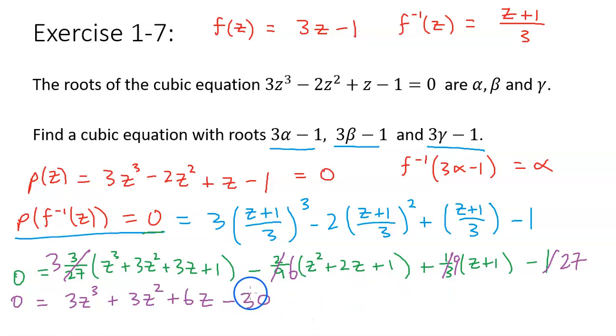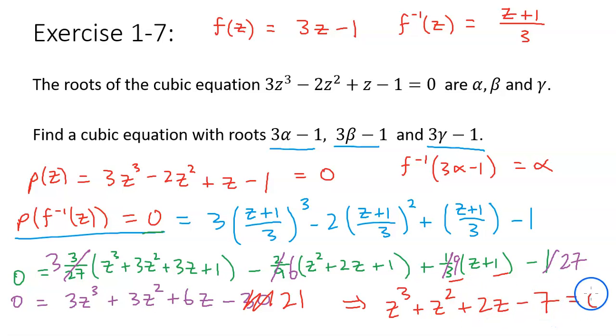Whoops, my mistake, I also forgot the plus 9 here. So minus 30 plus 9, so that will be minus 21. And then from there we can divide by 3, so we get z cubed plus z squared plus 2z minus 7 equals 0. Be careful when you're doing these things.